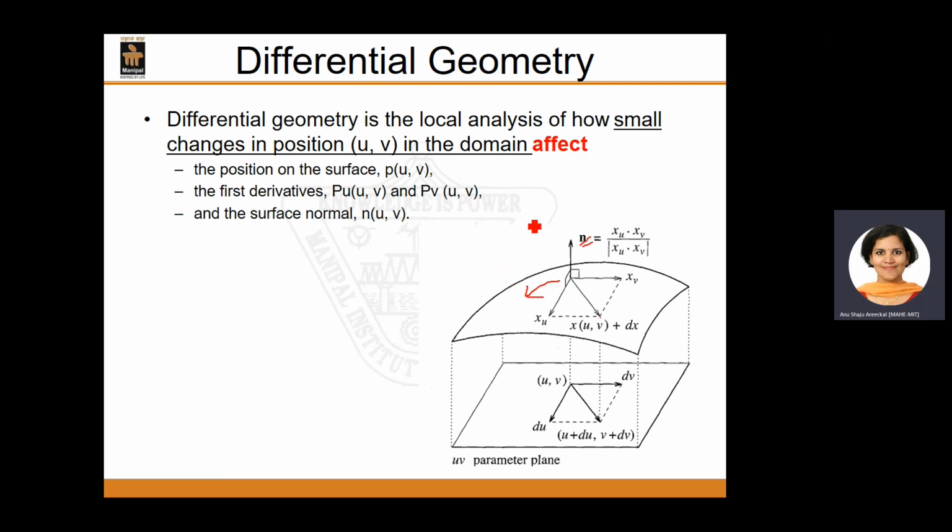In differential geometry, we vary the values of u and v, by which the position of the point on the surface keeps changing. And not just the position, but also the first derivatives, which are given by pu and pv, and also the surface normal; everything changes. By measuring all this, we'll be able to describe the shape of a particular surface.